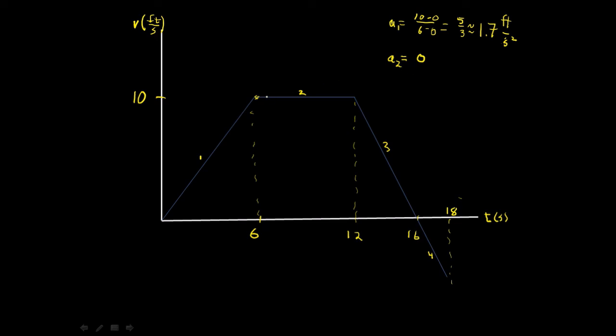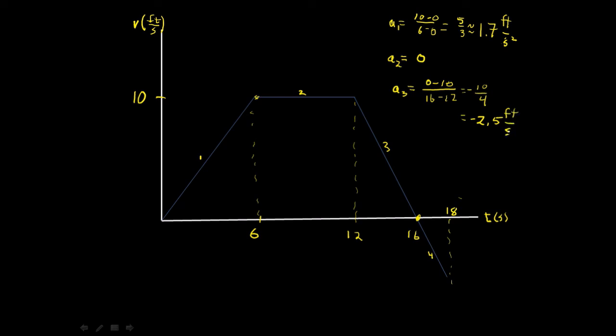Or you can think about it graphically. The slope is 0, so the acceleration is 0. Got it? Okay. Let's find the acceleration in part 3, and let's do it by the slope method. Final velocity minus initial velocity. And I'm going to use this right down here as our final. So the final velocity is 0 minus the initial velocity, which is 10, over the change in time, which is 16 minus 12. That's negative 10 over 4. And you can compute that pretty easily. That's negative 2.5 feet per second squared.